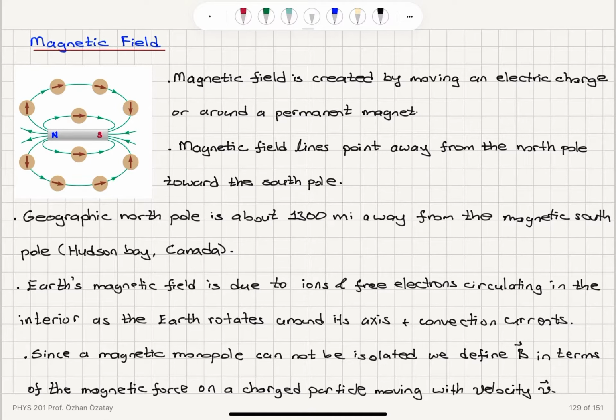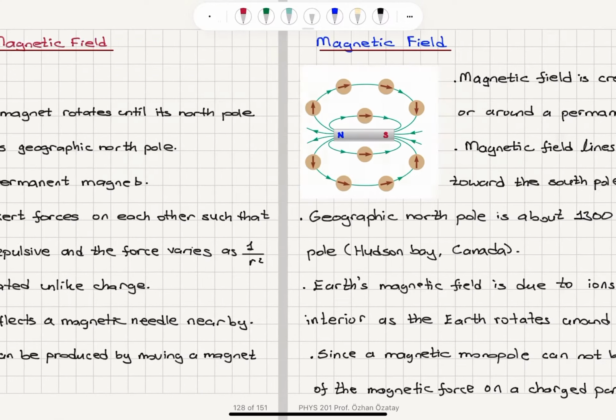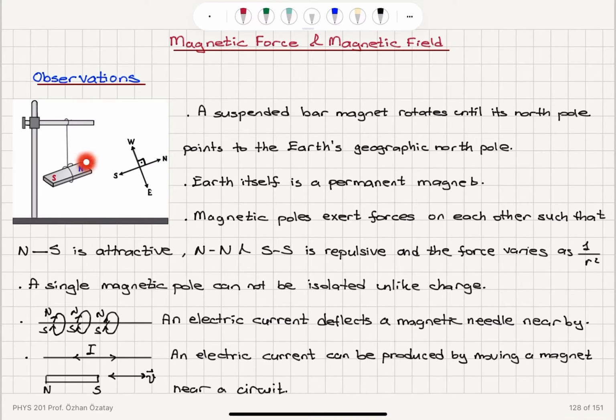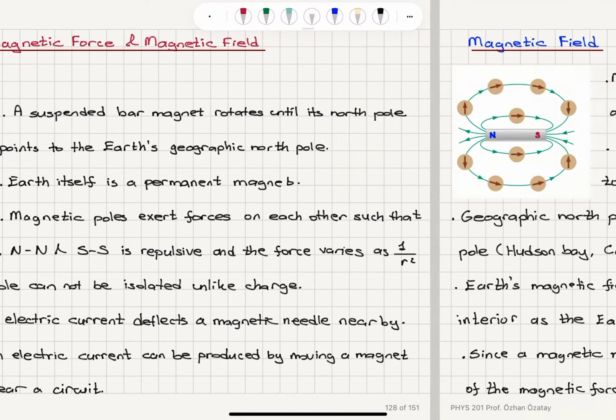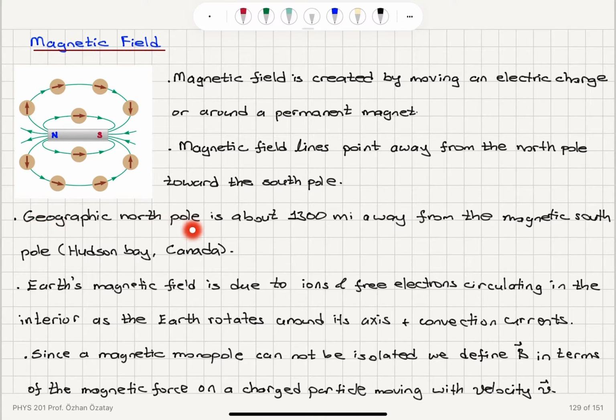Now remember that we have seen Earth is a permanent magnet, and when we put a compass needle, its north magnetic pole points towards the geographic north of the Earth, which is a magnetic south pole. Geographic North Pole is about 1300 miles away from the magnetic South Pole, which is at Hudson Bay, Canada. So it's not exactly pointing towards the geographic North Pole, but it's very close.